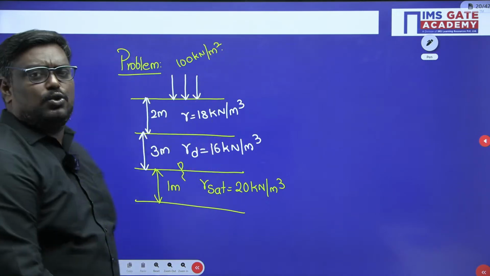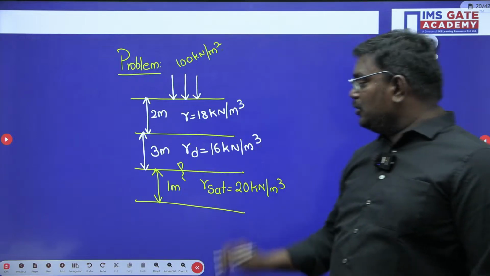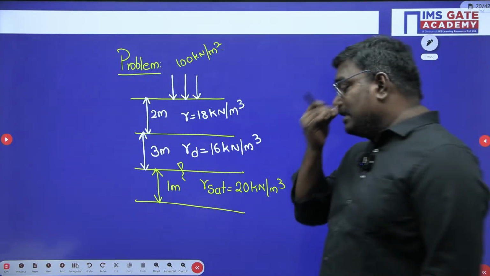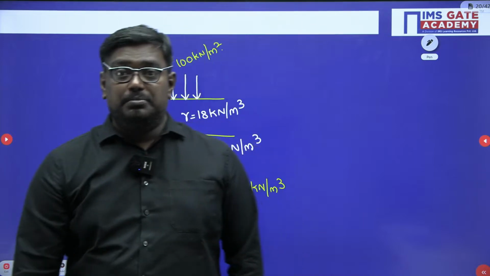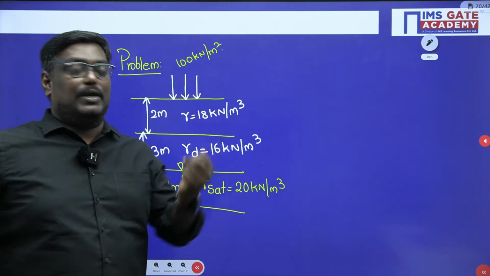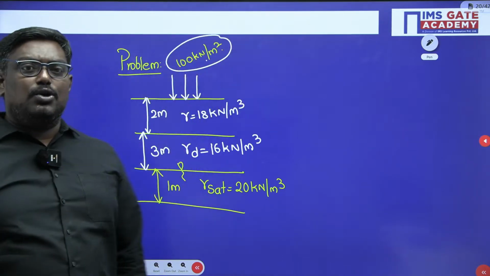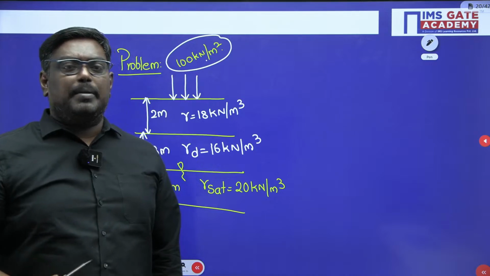Students, I'll give you 2 minutes and I want everyone to solve this problem. How do you solve this problem? Let us understand how we solve this problem. The first thing, how do we apply the points here? Here we have surcharge equal to how much, sir? 100 kilonewton per meter square.